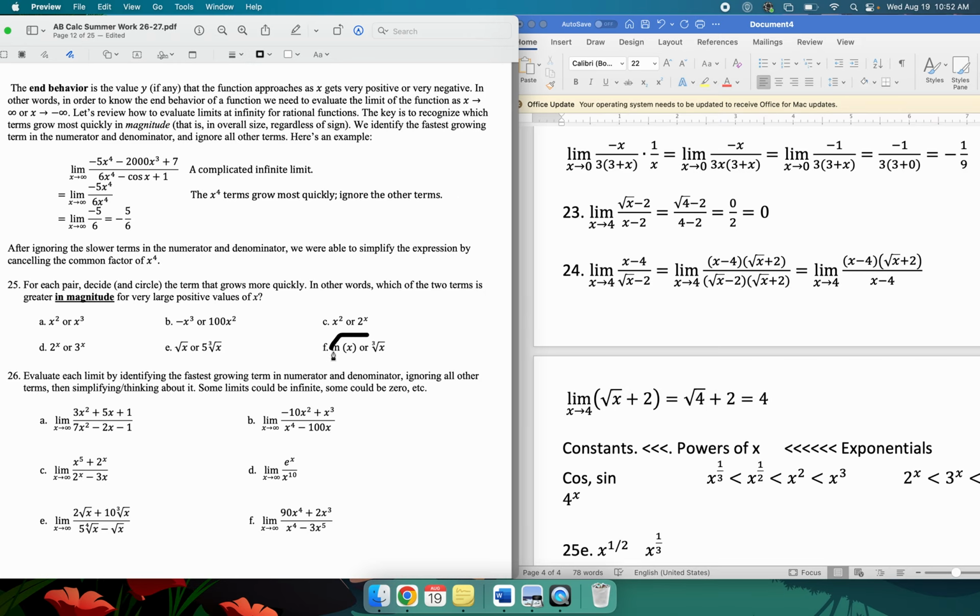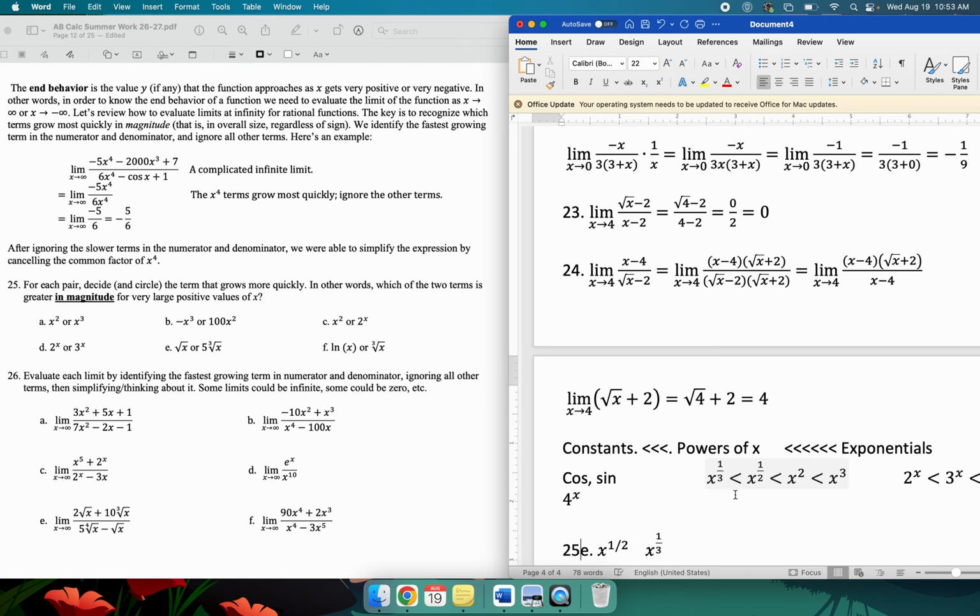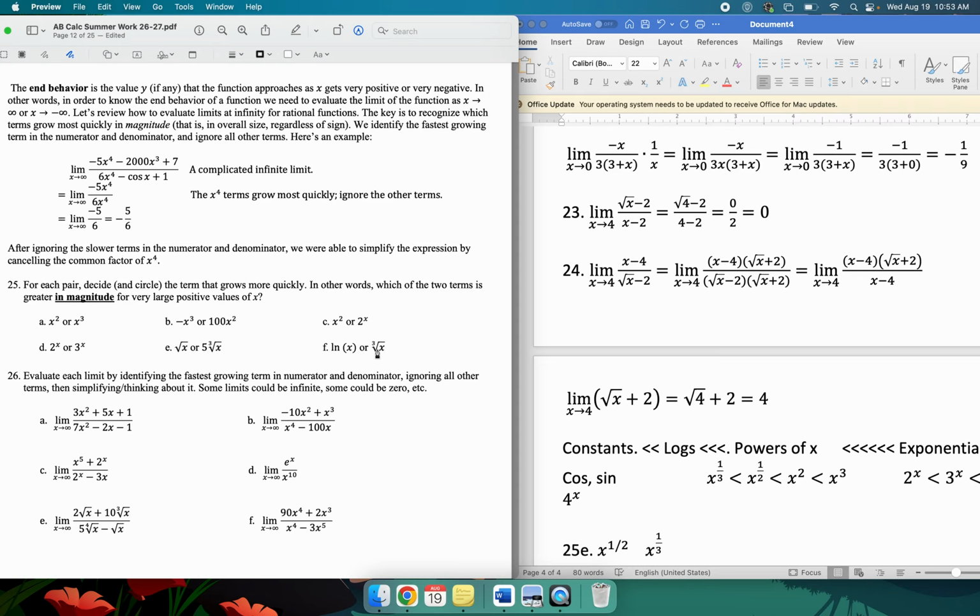Finally, this one here doesn't come up too much. Natural logarithms. You'll notice I didn't even include logarithmic functions in this hierarchy explanation. Logarithms actually go here. Logs are slower than any power of x. Logarithms grow very, very slowly. So natural log of x actually grows slower than this one. So cube root of x grows faster than ln of x, so that's the one that wins.